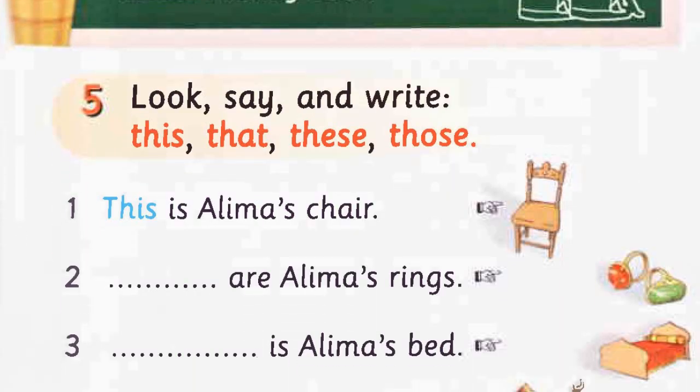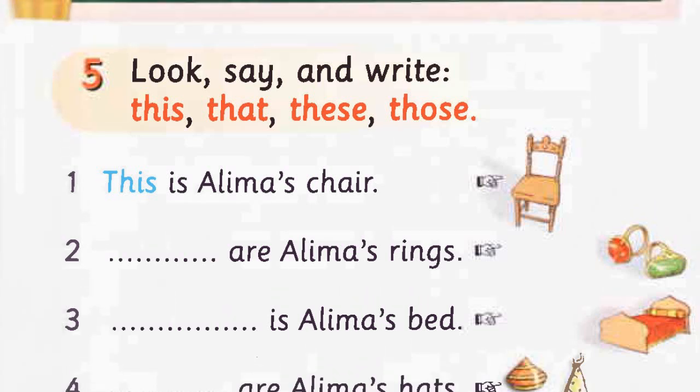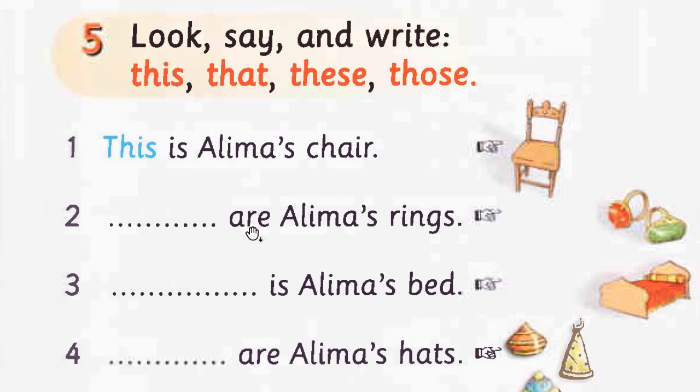We're going to work out exercise number 5. Look at exercise number 5. You're supposed to look. The pictures are here on the right. And you must say and write. First we're going to say, and then later we're going to write. What to say here? We've got options here for you. We need to use this, that, these, those. So remember, these and those for plural. Plural means more than one. This and that for singular, just one.